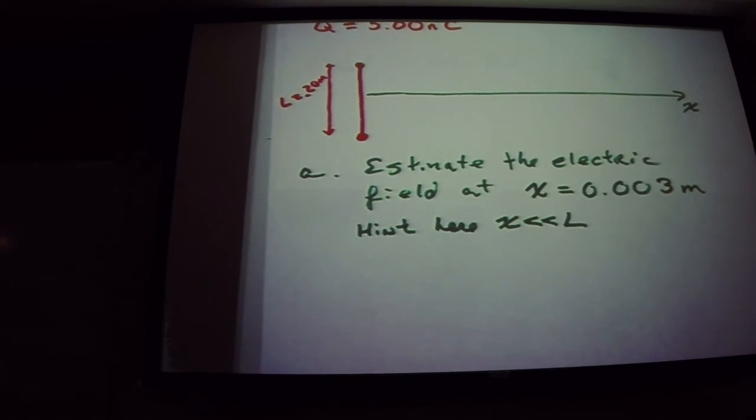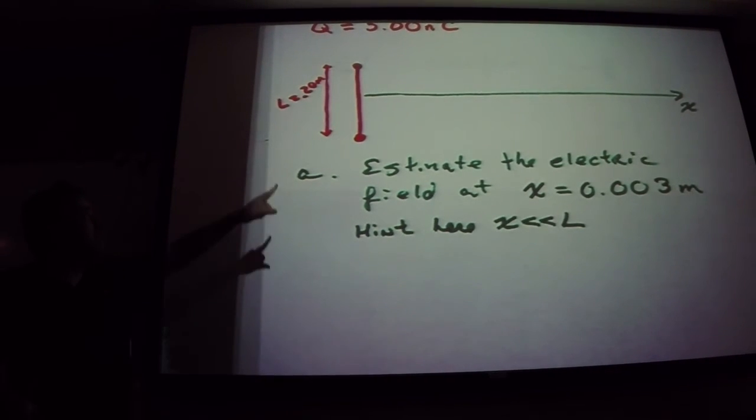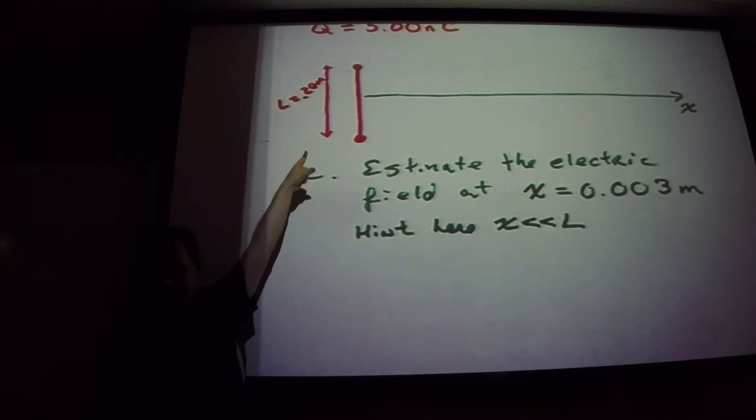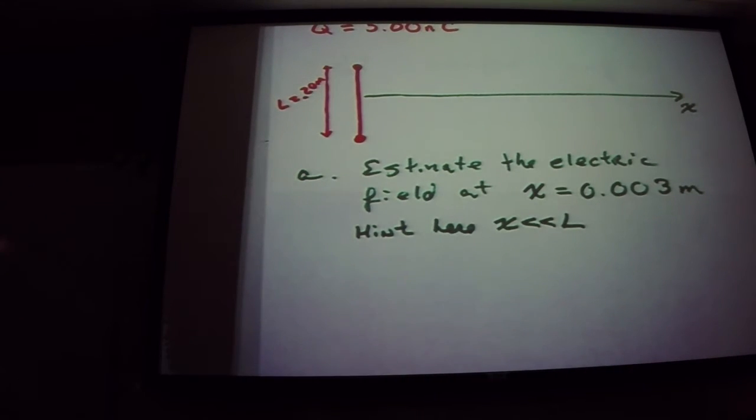Now, I want you to look at the formula sheet that you have, and I want you to look at the picture. Tell me, if I'm really, really close to this thing, what is it going to look like? It's going to look like an infinitely long line. There you go. So all I have to do is use the infinitely long line of charge formula.